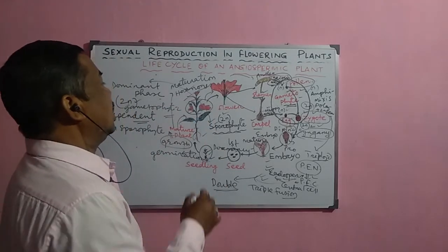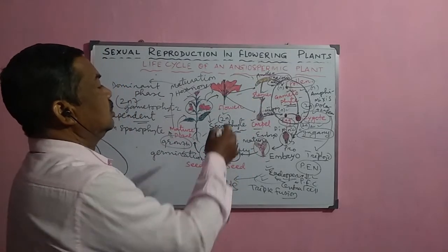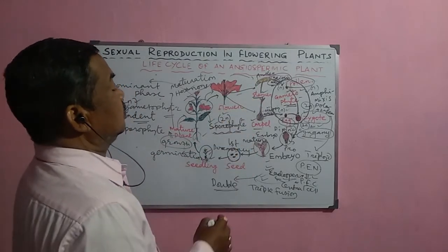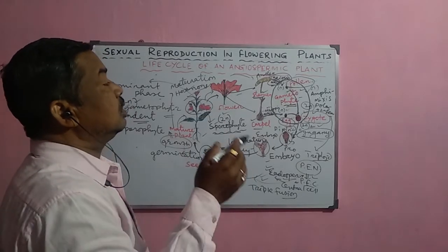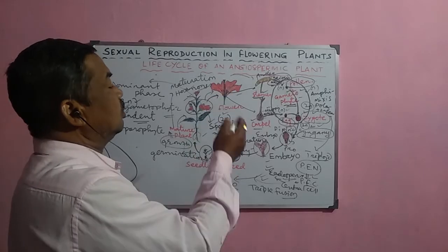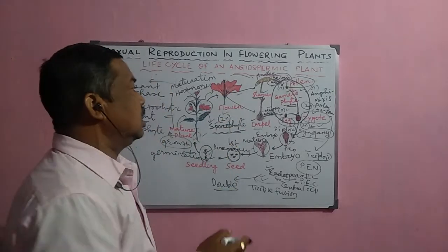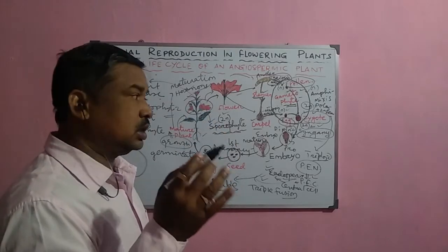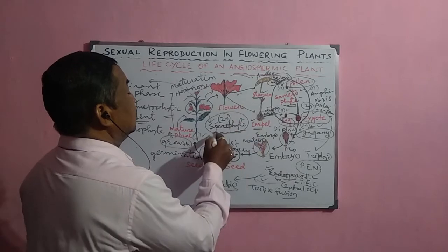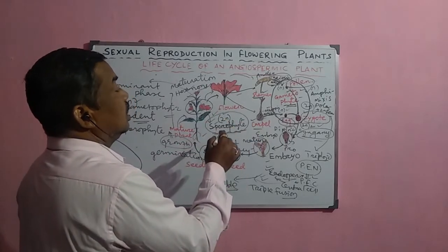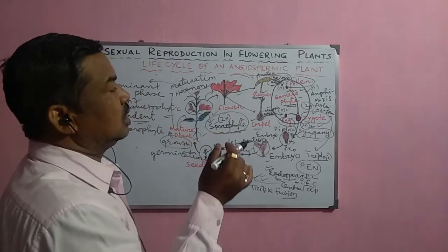So after the formation of the flower, the anther and the carpels or pistils are formed, the male and the female parts, and they form the pollen grain, the microspore or the megaspore, by the process of microsporogenesis and megasporogenesis. In this way, the sporophytic phase is dominant, and the gametophytic phase is very much reduced. It is part of their life cycle.